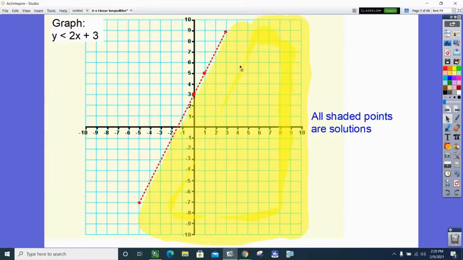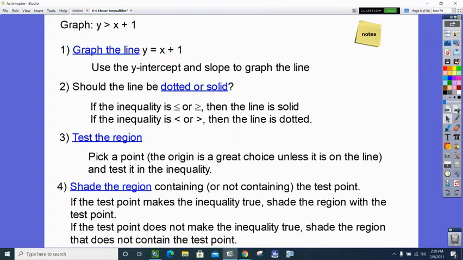So now every point over in this yellow region, not on the line, but every point would make this true. If you just come over here to like 6, 1. If I put 6 in for x and 1 in for y, I would have 1 is less than 12 plus 3. 1 is less than 15, and it works. All the points over here, however, would not work. So there's an infinite number of solutions.